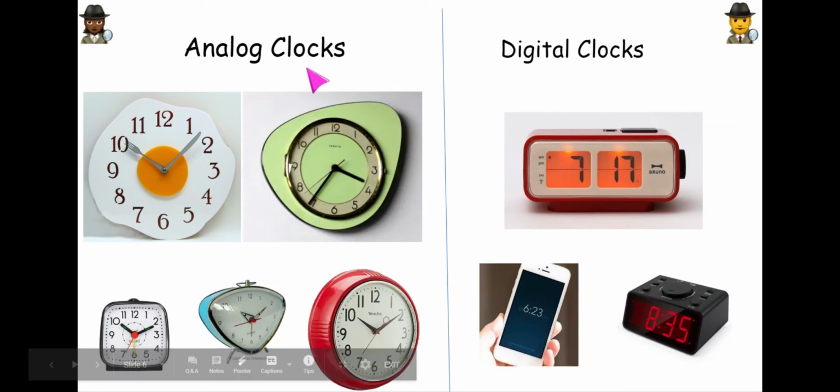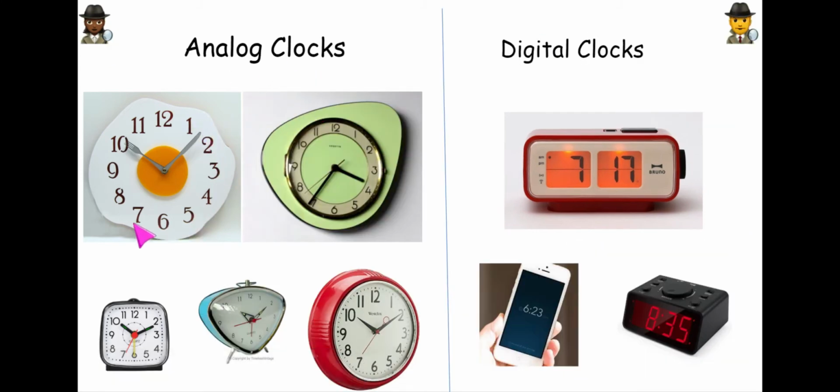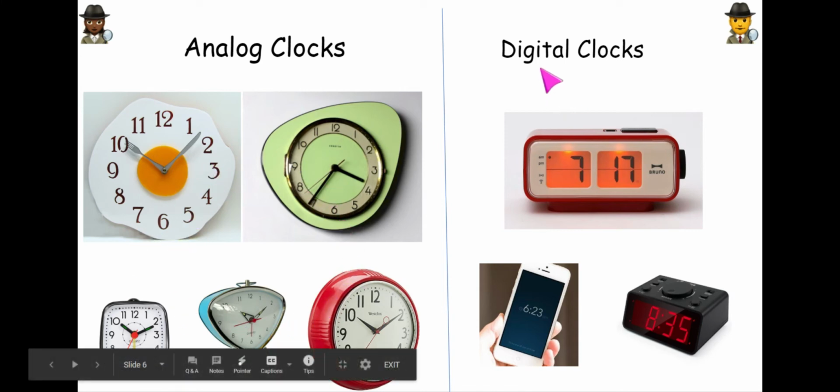These are analog clocks. They have numbers 1 to 12 and two hands. In this case, the hands are shaped like a fork and a knife. So these are analog. And over here are digital clocks. They just have the numbers for the time.